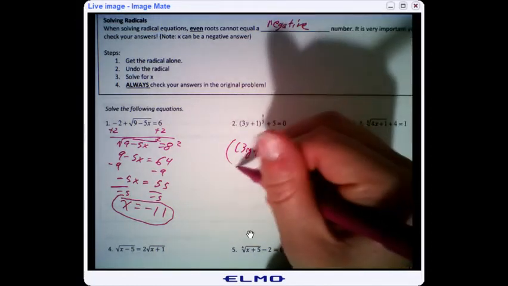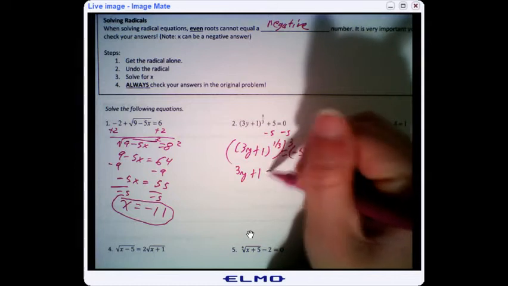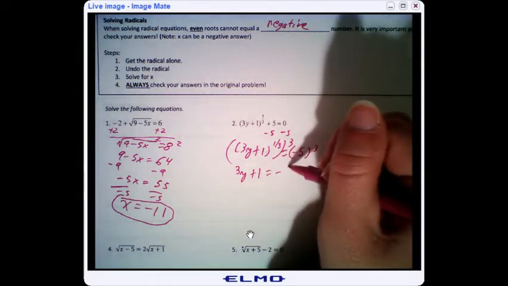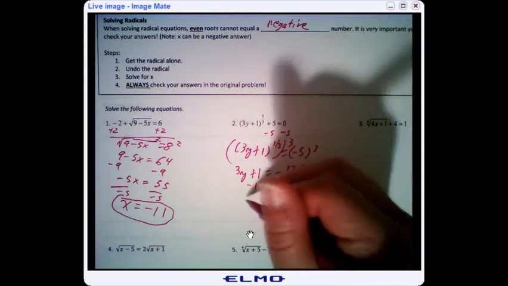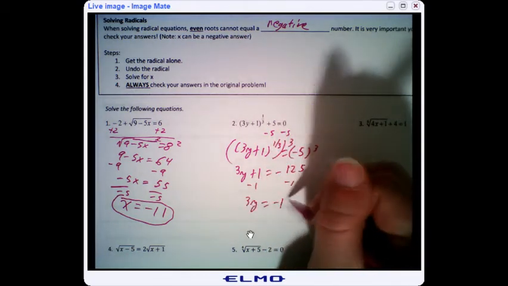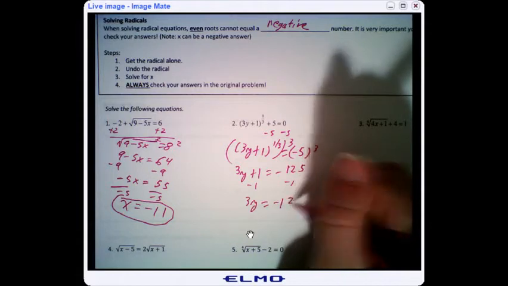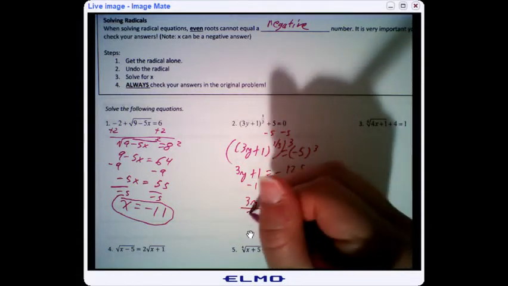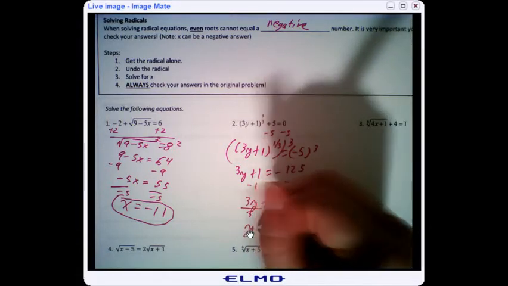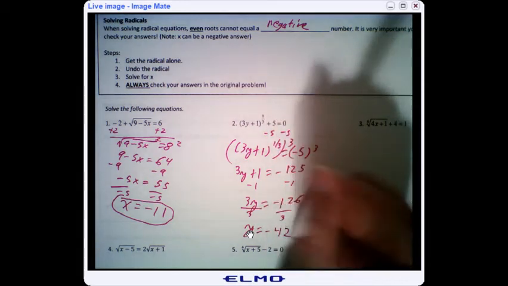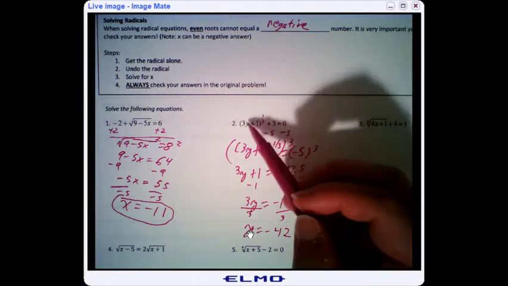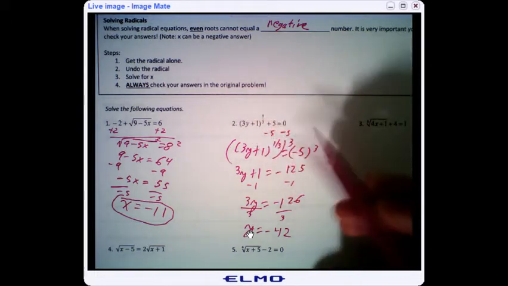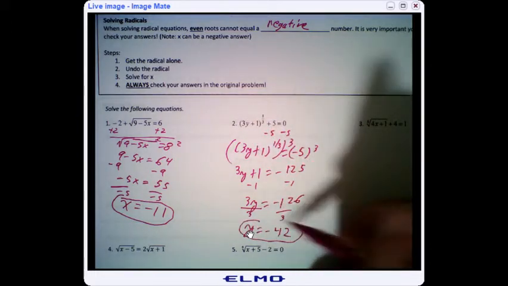So we're going to get 3y plus 1 equals negative 125. Subtract the 1, 3y equals negative 126, and divide by 3. So y equals negative 42. We take the negative 42, we would plug in where y is up here and make sure that this would all come out to be 0. And it does, so life is beautiful.